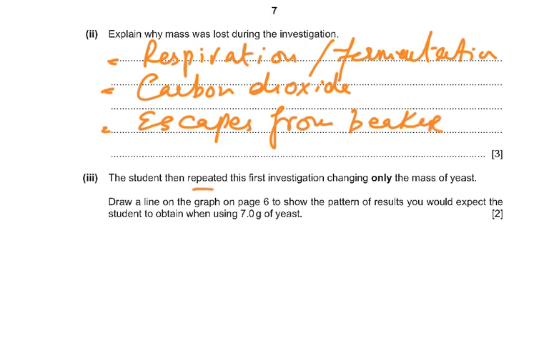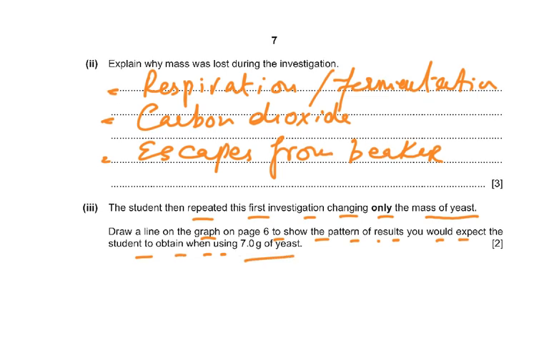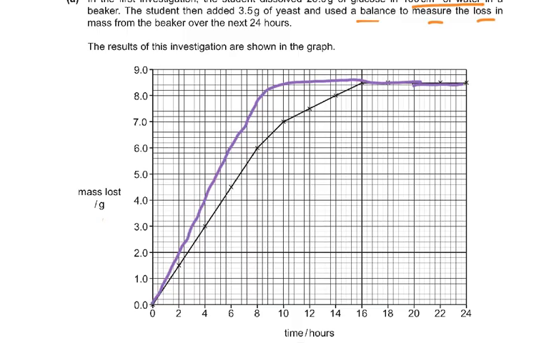The student then repeated this first investigation, changing only the mass of yeast. Draw a line on the graph on page 6 to show the pattern of results you would expect the student to obtain when using 7.0 grams of yeast. Now you have to remember that here we have 7 grams of yeast, and here we had 3.5 grams of yeast. So more yeast means more carbon dioxide being produced, so more mass will be lost. Initial mass will be more, so more mass will be lost.